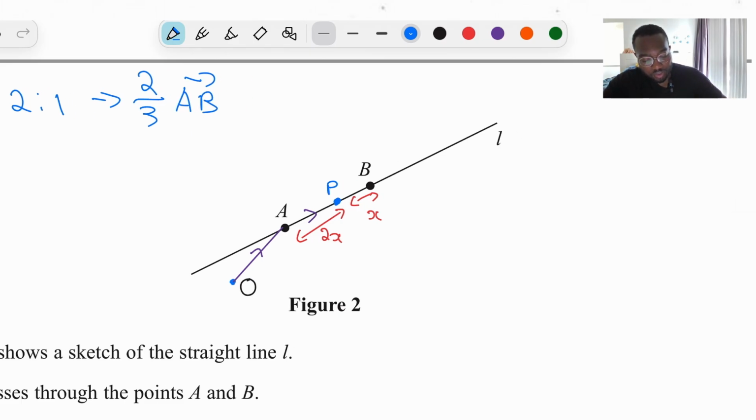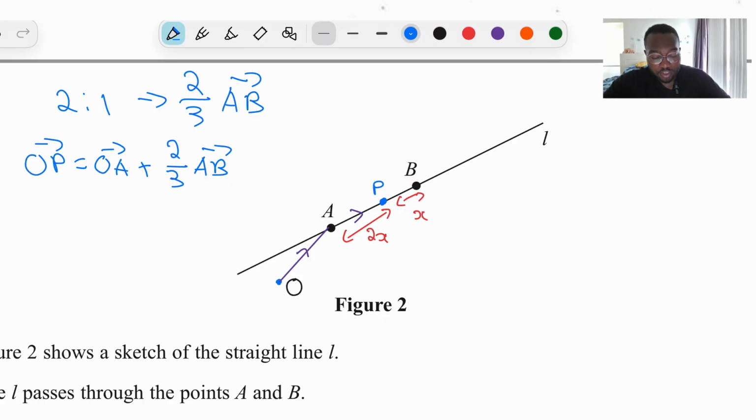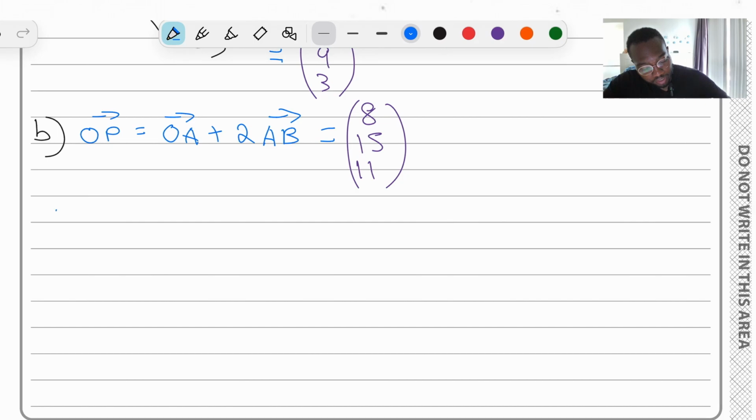So for this one, if we want to get the position vector OP, we have to go OA again, but now we want to add 2/3 of AB, because that 2/3 AB gives us the AP, which is what we want. So now we do this. If I write this down here, we have OP, and that is also equal to OA again, but this time it is plus 2/3 of the AB.